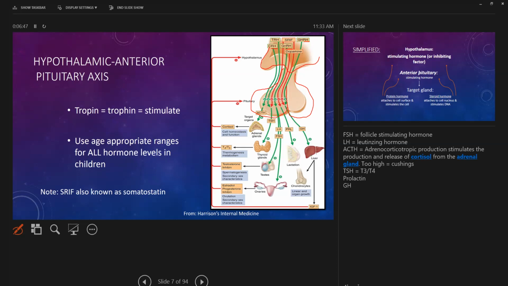It's important to understand which hormones are stored in the anterior pituitary, and there's an easy mnemonic for that, which is FLAT PIG.